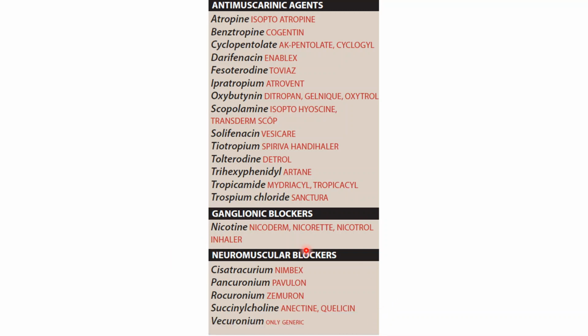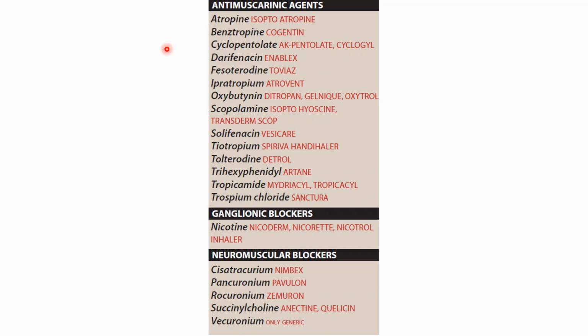And neuromuscular blockers are mostly used in surgery, and the prototype drug is succinylcholine, and other drugs like vecuronium are used mostly in our country. Cisatracurium is actually the long-acting derivative of atracurium, and pancuronium and rocuronium are also long-acting drugs.